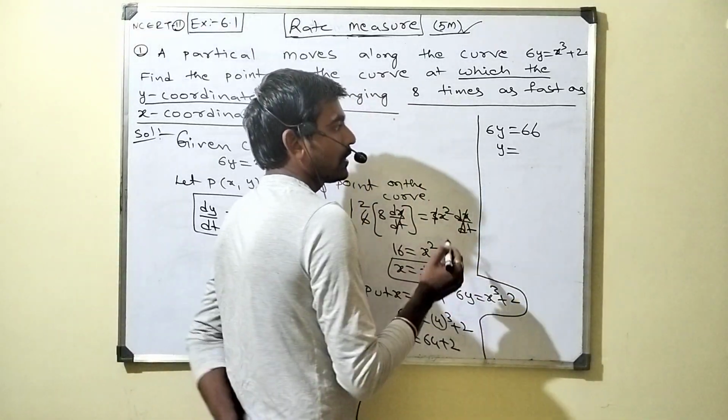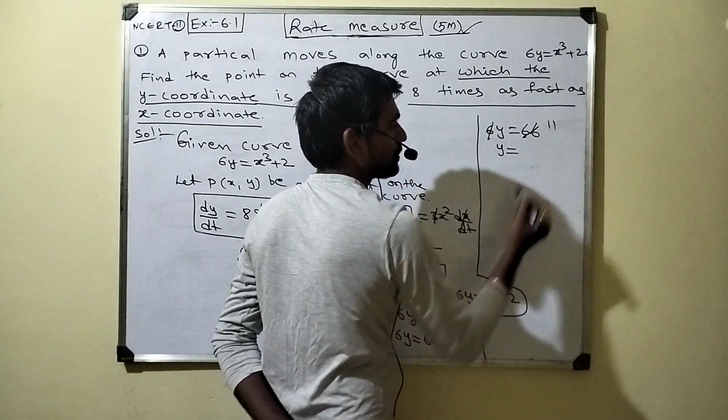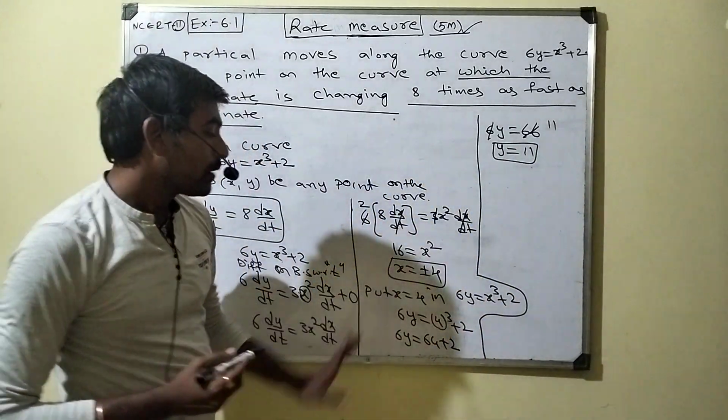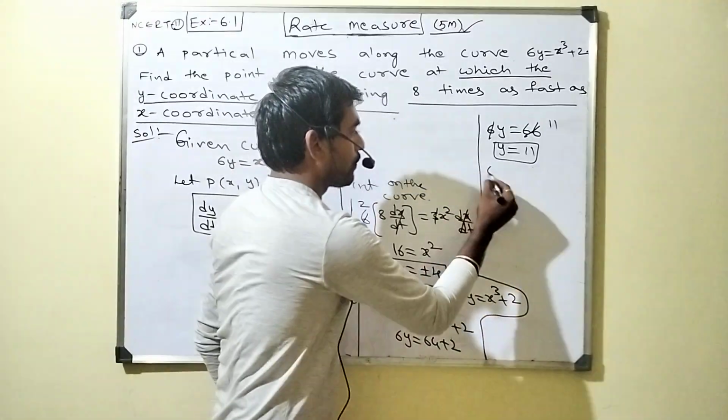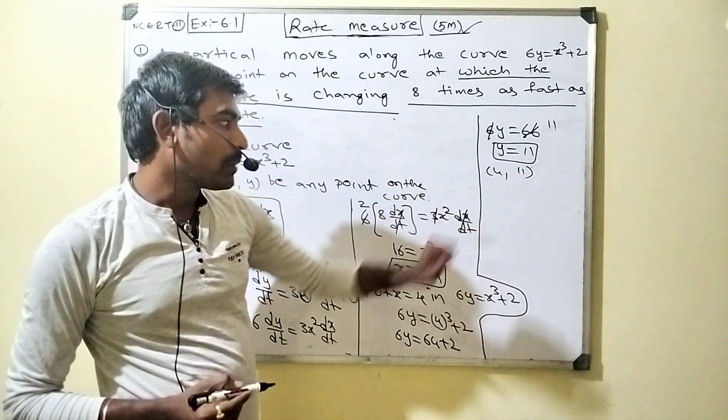Now the value of y. Can I use the 2 table or the 3 table? Why think much? 6 11s are 66. The value of y is 11. So when x is 4, the value of y is 11. I got one point.